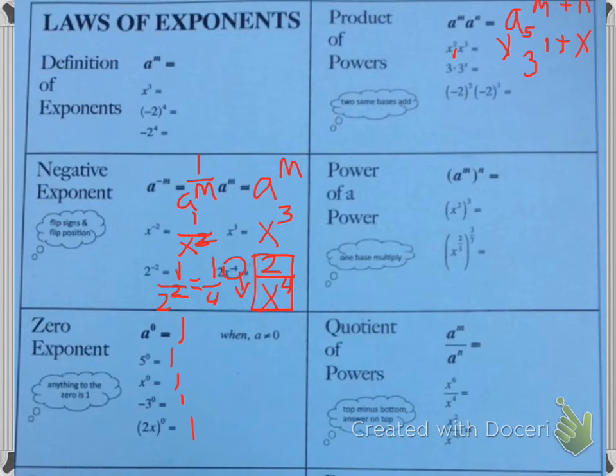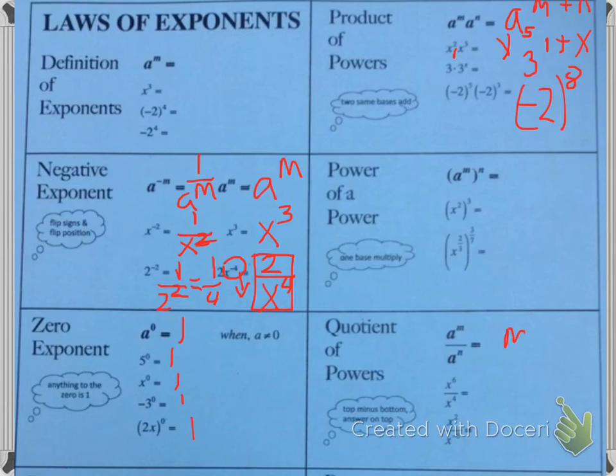And then next, I have a negative 2 as my base. And my exponents are 5 and 3. So 5 plus 3 is 8. Okay, next, quotient of powers. Top minus the bottom. So I'm going to subtract.